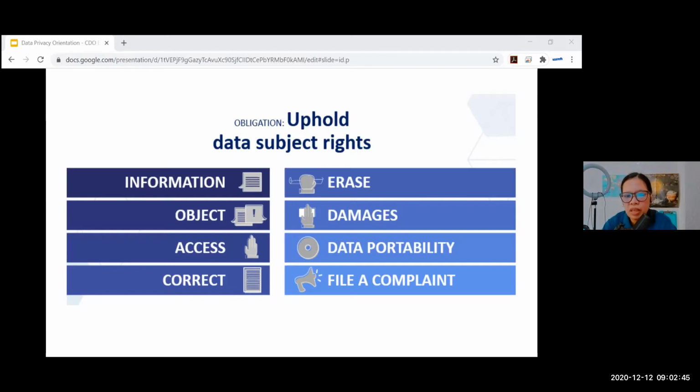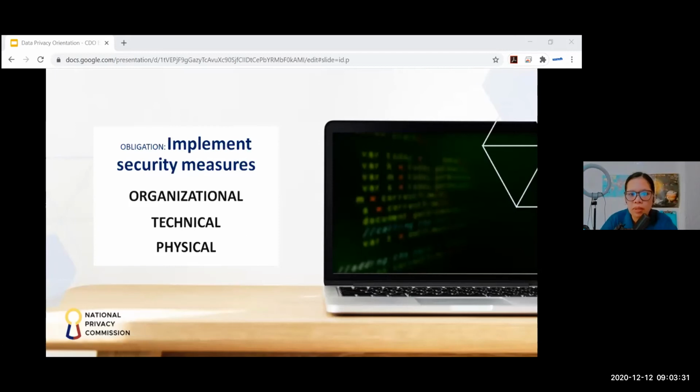Data portability means that, say, for example, if you're in the US, you can access your data from anywhere. It can be through an application maybe, or a website, different platforms. It can be in paper or soft copy, whatever that is. But you have to ensure that when you talk about data portability, there is a secured IT environment, since the example I gave was if you're outside the Philippines. And of course, file a complaint. The data subject can always file a complaint.